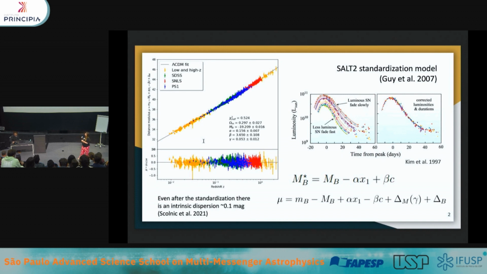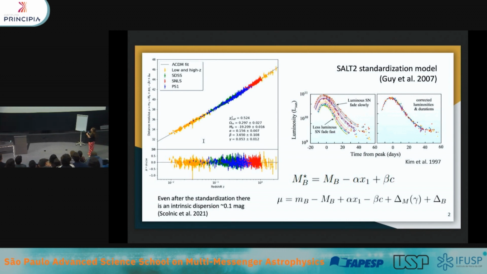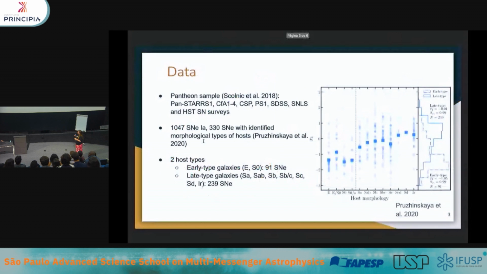We use one of the most popular standardization models, called the SALT2 standardization model. It contains two parameters: a stretch parameter, which is correlated with the width of the light curve, and a color parameter. Also, there is a gamma parameter, which is responsible for the host stellar mass. By the host mass, I mean the galaxy in which the supernova exploded. But even after all this standardization procedure, we still have some intrinsic dispersion left. It's about 0.1 magnitudes. Next slide, please.